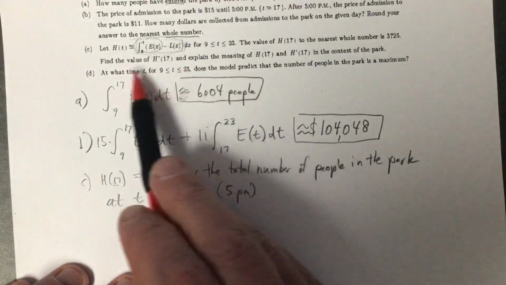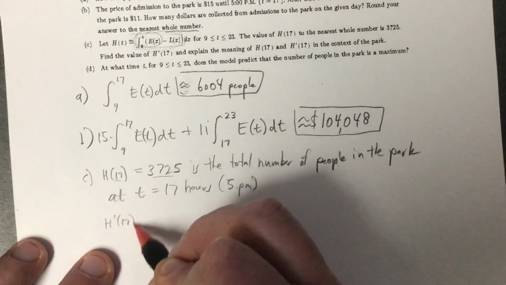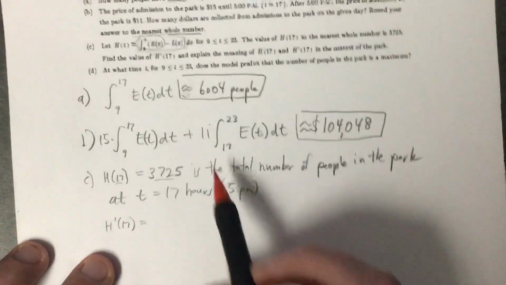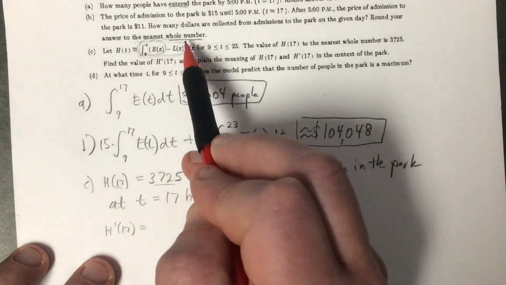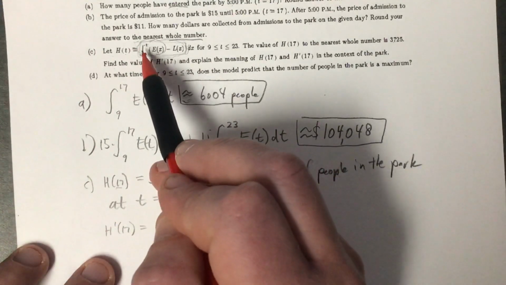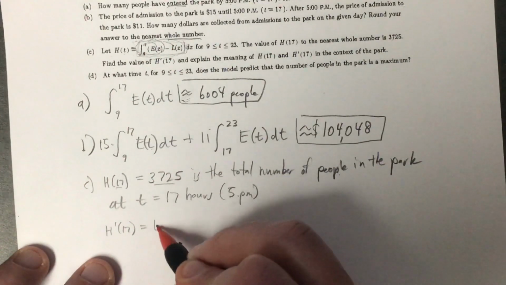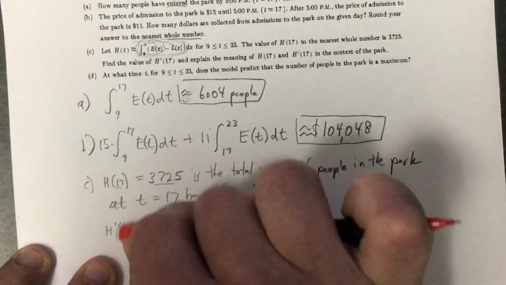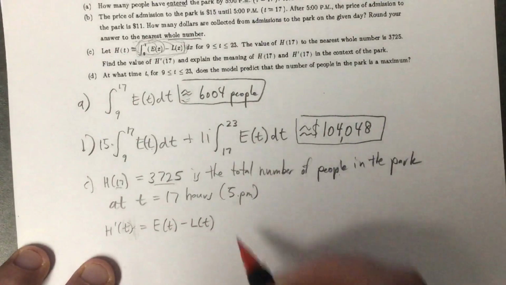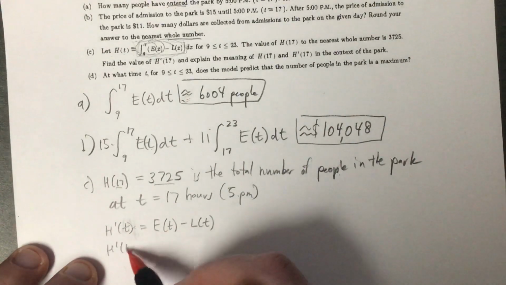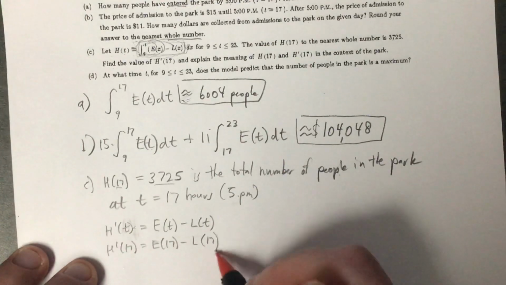Okay, the next one says we've got to find the value of h prime of 17. Well, if I do h prime of 17, that's going to be the derivative of this. When I take the derivative of this side, I'm going to use my second fundamental theorem that says the derivative is going to cancel the integral. We know this t is going into this. So h prime of t is equal to e of t minus L of t. And h prime of 17 would be e of 17 minus L of 17.